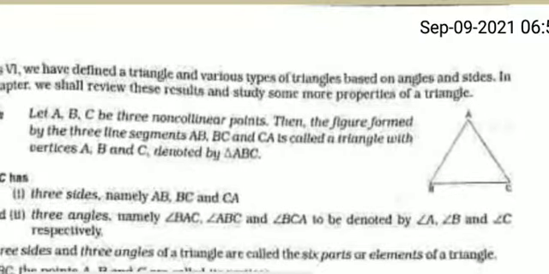Now, triangle. Let A, B, C be three non-collinear points. Then the figure formed by the three line segments AB, BC and CA is called a triangle with vertices A, B, C. This is the definition of a triangle. Then the figure formed by the three line segments AB, BC and CA is called a triangle with vertices A, B, C, denoted by triangle ABC.